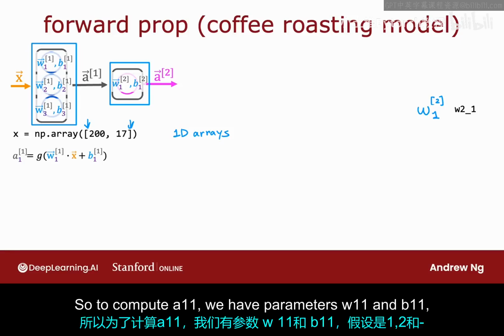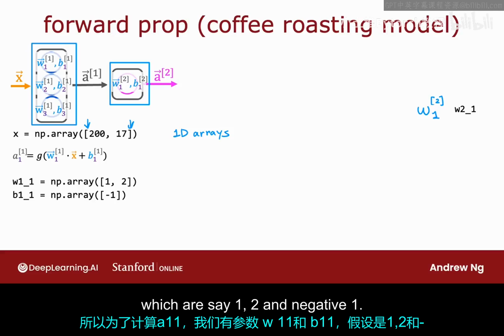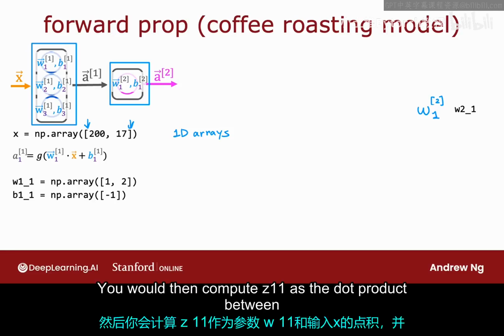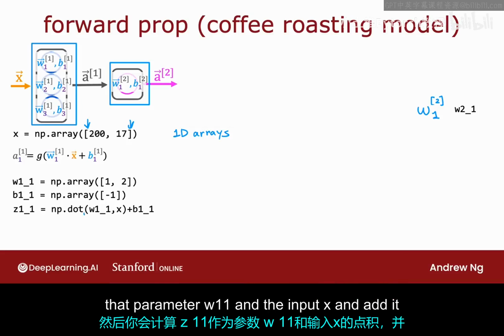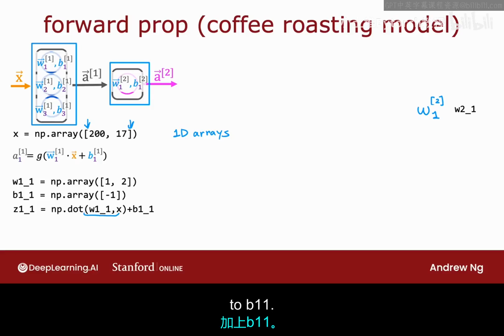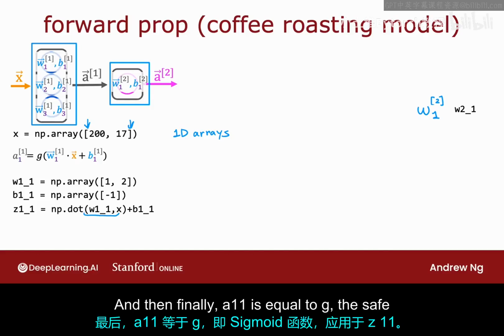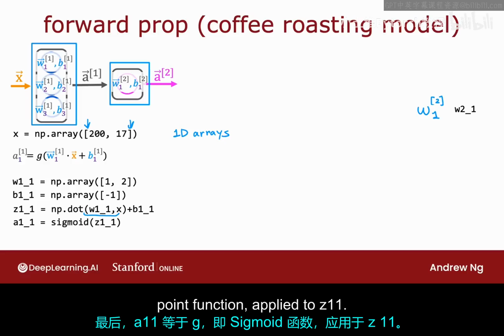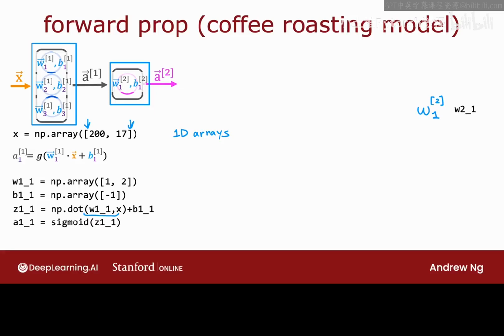So to compute A1_1, we have parameters W1_1 and B1_1, which are, say, 1, 2 and -1. You would then compute Z1_1 as the dot product between that parameter W1_1 and the input X and add it to B1_1. And then finally, A1_1 is equal to G, the sigmoid function, applied to Z1_1.